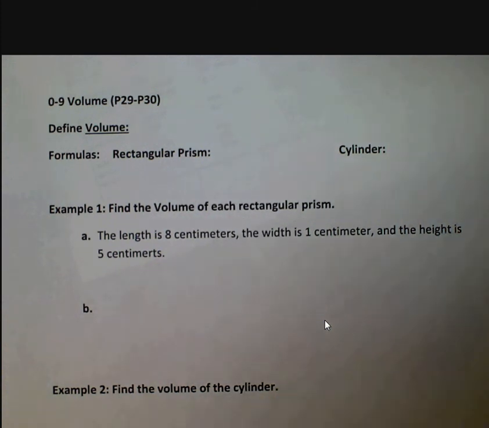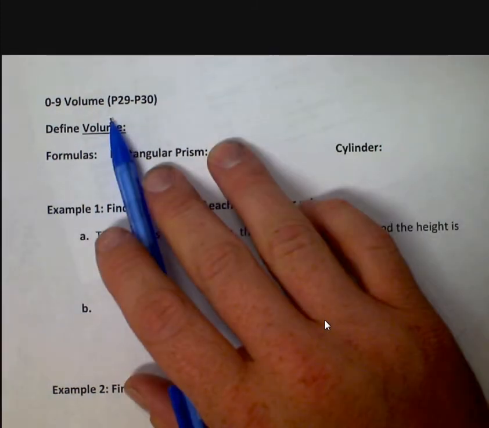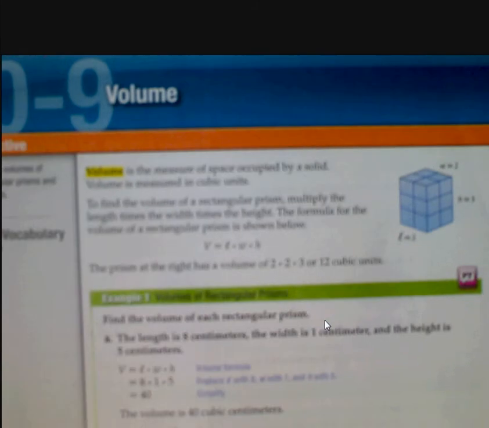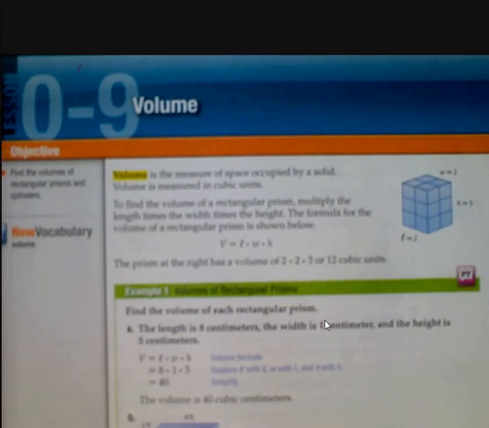We are on 0-9 volume, found on P29, which can be found right here. There's where we should be.